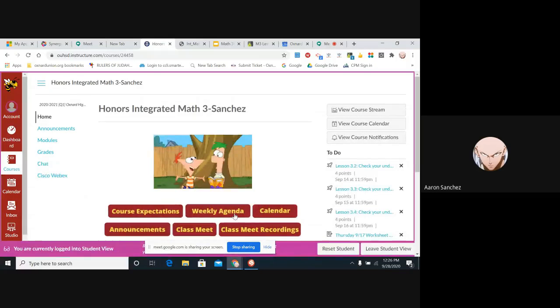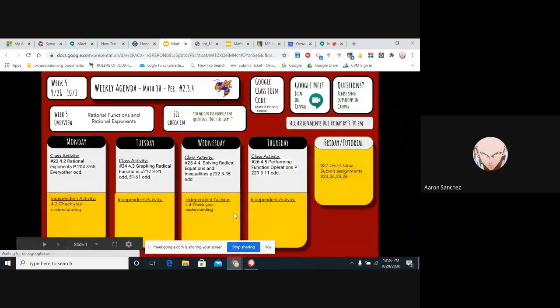Okay, let's look at the weekly agenda. So we're starting chapter 4, doing 4.2 today. Page 204, 3 through 65, every other odd, and there's a check your understanding. And then 4.3 tomorrow. We're doing rational exponents, exponents that are fractions. You have to remember all the new rules for exponents before we do the exponents as fractions. So I'm going to do a quick exponential review. Now, there's actually a good video on this.